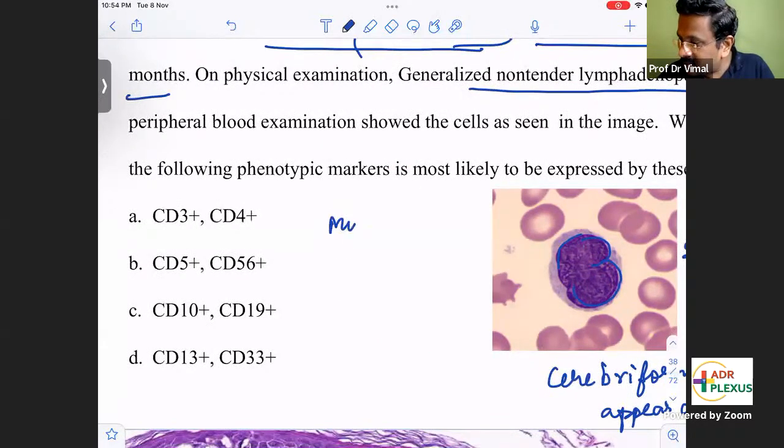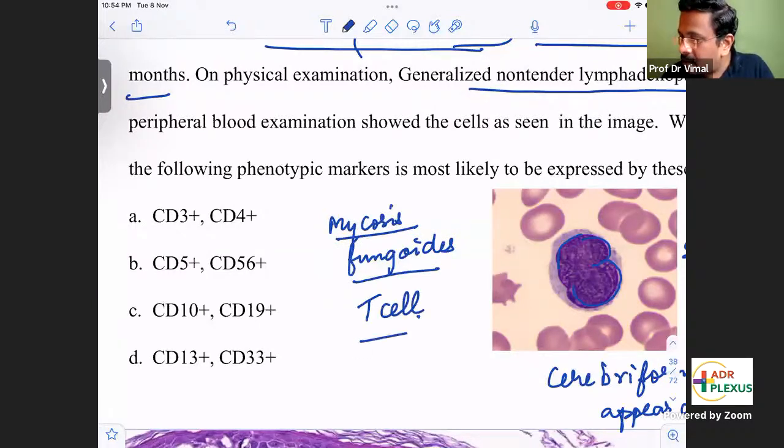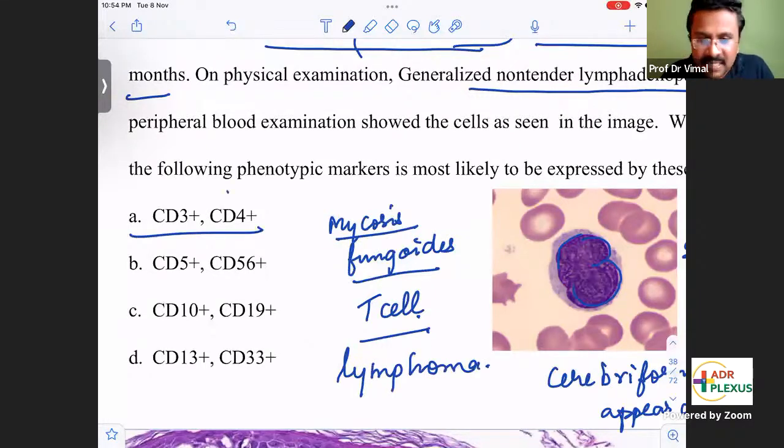And the diagnosis of this condition is mycosis fungoides because of the presence of Sézary cells. Mycosis fungoides is nothing but a T cell lymphoma. So this cutaneous T cell lymphoma will be positive for CD3 and CD4. This is the answer.